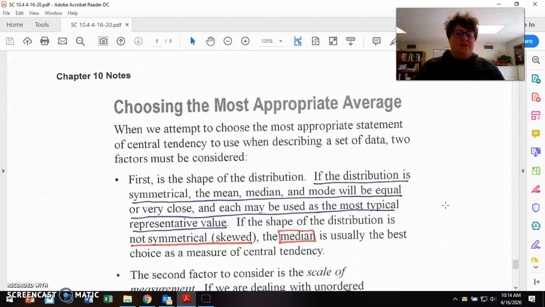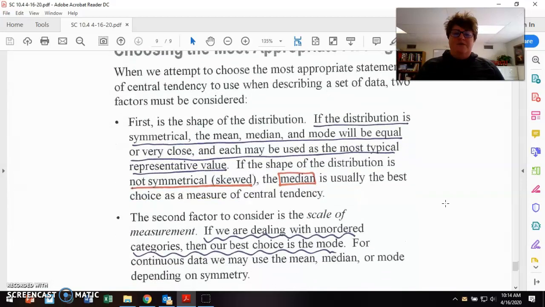A couple of things to remember on how to choose the most appropriate one. Mode is usually never chosen; it's usually either mean or median. If your distribution is symmetrical, and you'll know that if your mean, median, and mode are all relatively the same or very close, then you can pick any of them. If it's not symmetrical, so if all your data points are up here in the 90s, or if your mean, median, and mode are not almost the same number, then the median is usually the best one to go with.